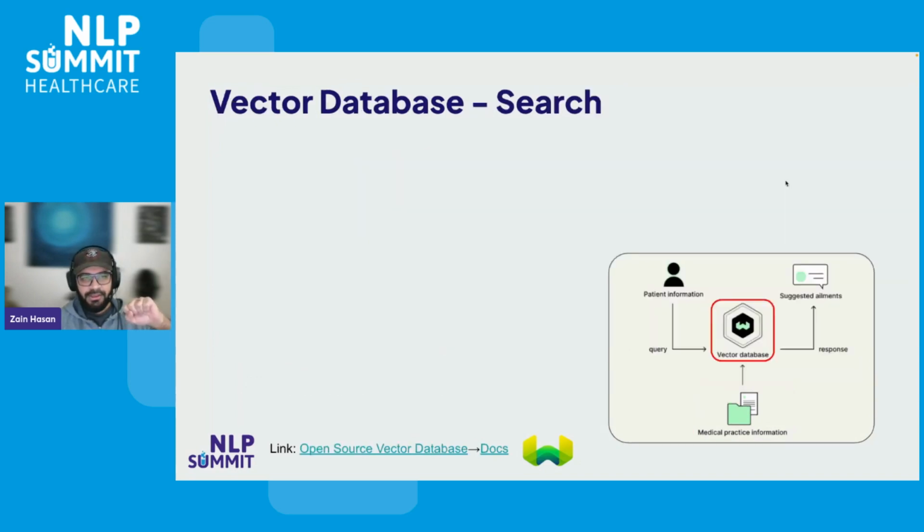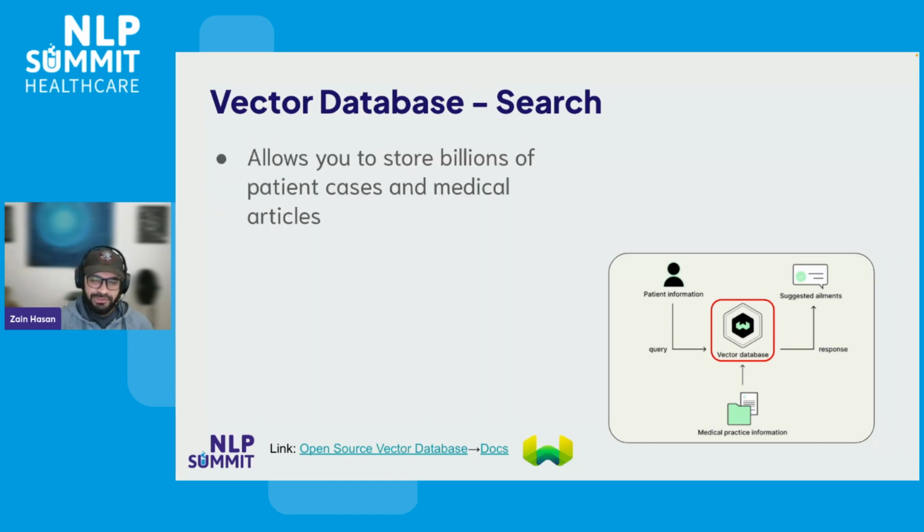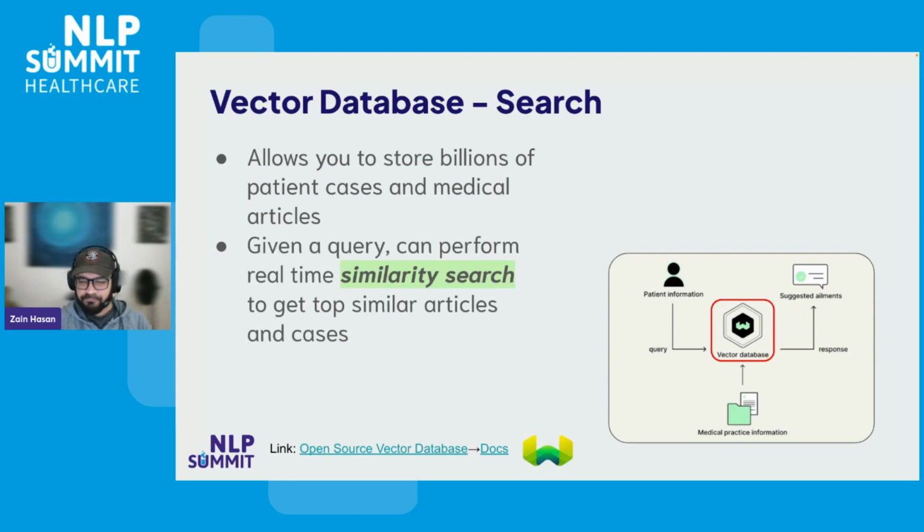Right? The next idea here is we need a way to search over this data. We have about 1.4 million articles and 200,000 patient cases. We need a way to extract out the two most similar patient cases and the two most similar articles. And that's where the vector database comes in. Right? So a vector database essentially allows you to store billions of documents and articles and patient cases and retrieve the most similar ones in real time. So you're going to give this vector database a query of this is the patient, and this is their symptoms and ailment, and it's going to go into your database and retrieve for you the most similar patients and the most similar articles.